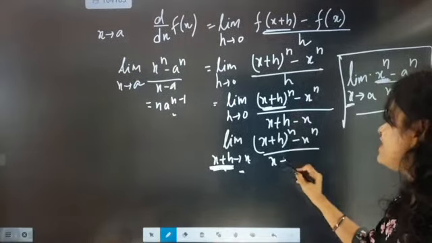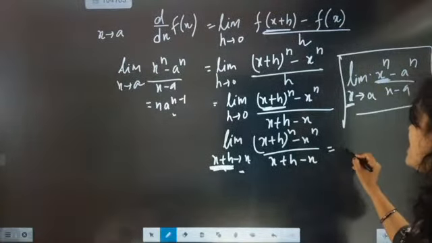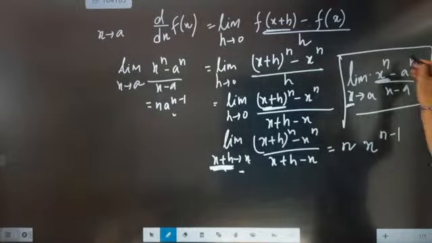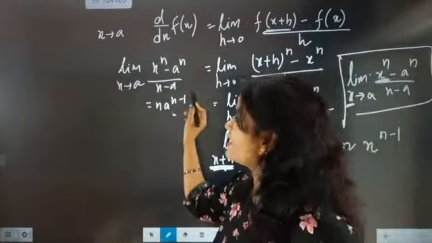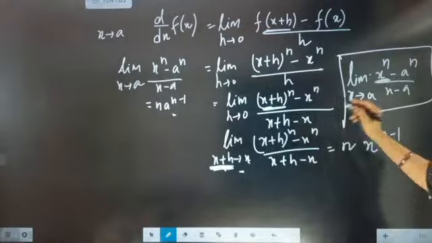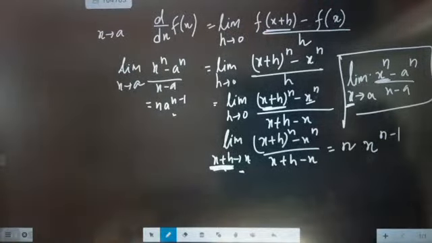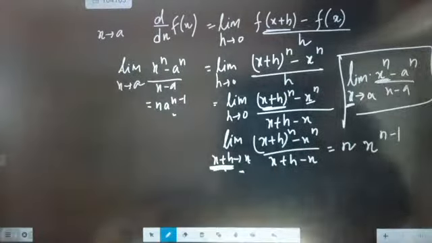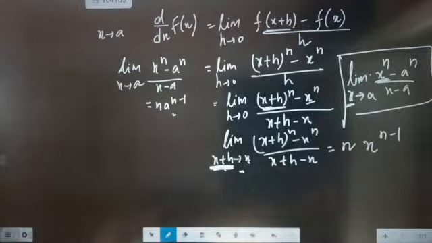Now we can very easily write it as n x to the power n minus 1, because the derivative of this part is n a to the power n minus 1. Instead of a, x is there. So we write it as n x to the power n minus 1. This is a very important point. So now we are going to prove one more. Let's see how you are going to do it.